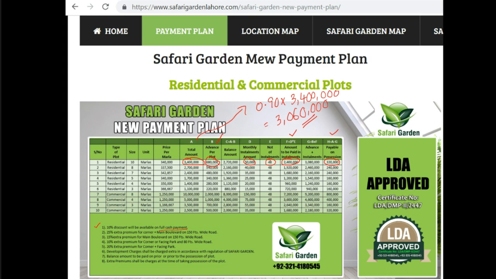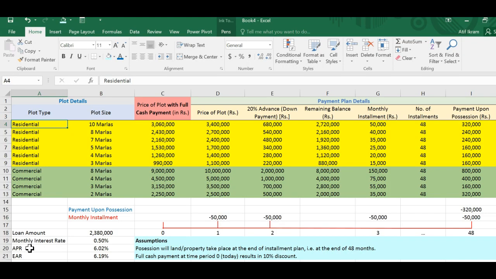As long as there is a discount of this sort in place, this is as if you are borrowing 3.06 million and then over time paying 3.4 million rupees, which means that you're paying some interest on this amount that you are borrowing. What I want to do now is walk you through how much interest you're effectively paying on these quote-unquote loans. What I've done over here is copy all the information that was in the payment plan and paste it in Excel.